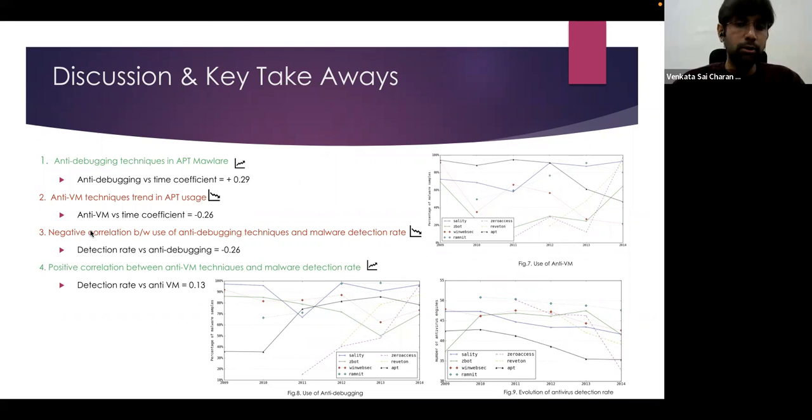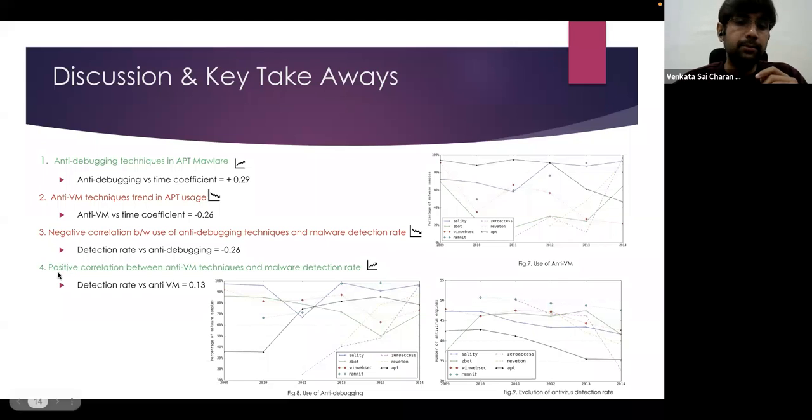And they made very good observations from this analysis as well. There is a negative correlation between detection rate and anti-debugging techniques. That means if attackers know that using more anti-debugging techniques lowers the detection rate, they will use them more. You can correlate this with the first result. The detection rate goes down when anti-debugging techniques increase, so that's why they use more of them over a period of time.